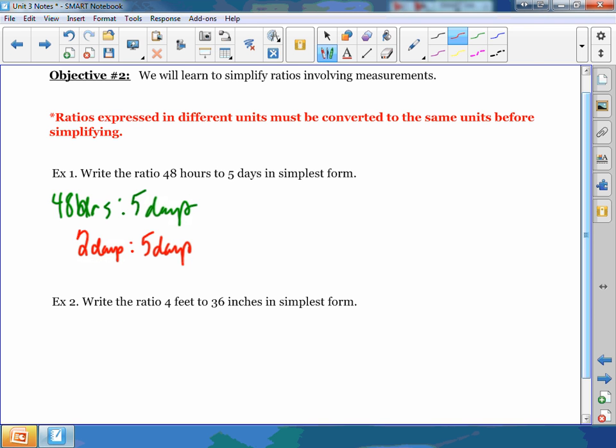Let's convert into hours, which would be 48 hours first. 5 days would be how many hours? See why having these calculators now makes everything a lot quicker. Mara? Say that again. 120. Okay. Now let's reduce this down.